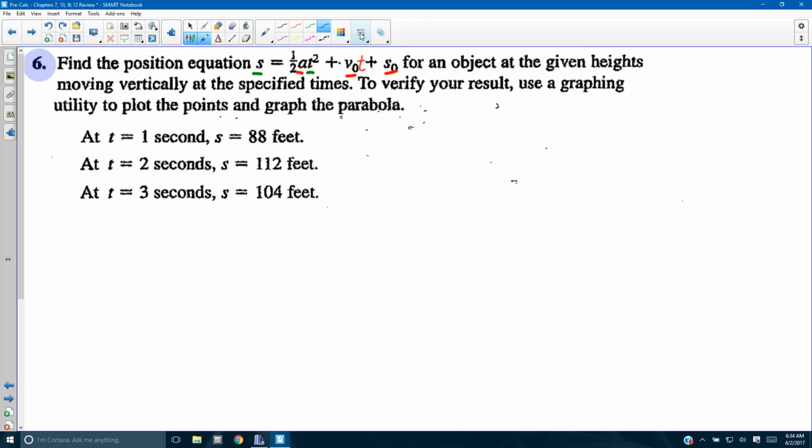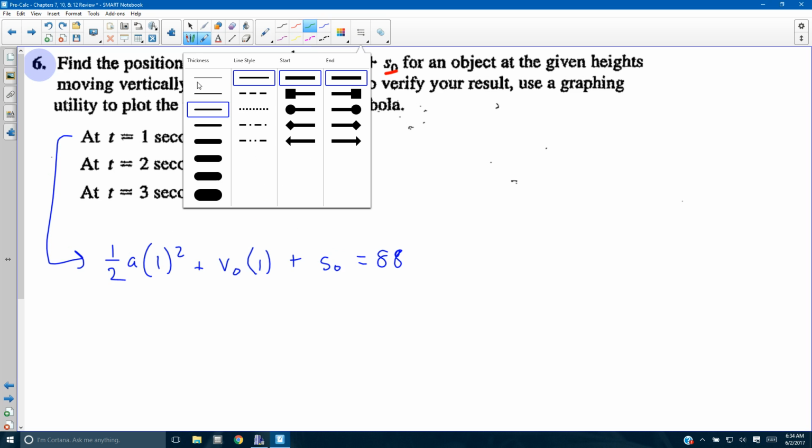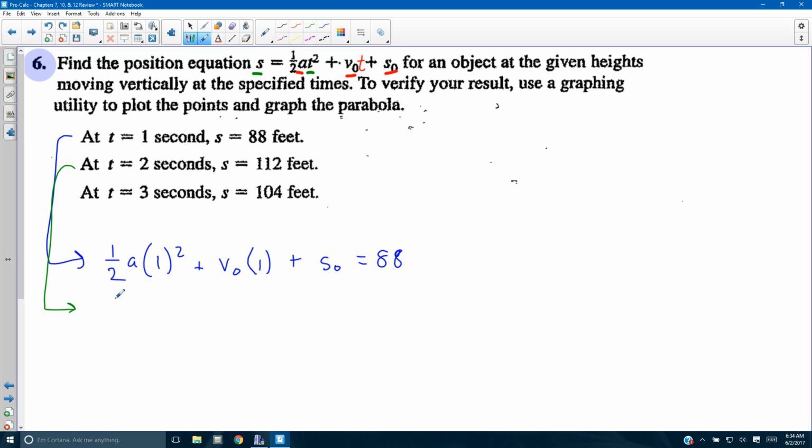So for this top one right here, I'm going to color code them in blue. I'm going to do s is 88, and I'm actually going to write that at the end. I like writing my constants at the end. That'll be 1/2 times a times t squared plus v naught times t plus s naught equals 88. And then in green, here I have 1/2 times a times 2 squared plus v naught times 2 plus s naught. This all equals 112.